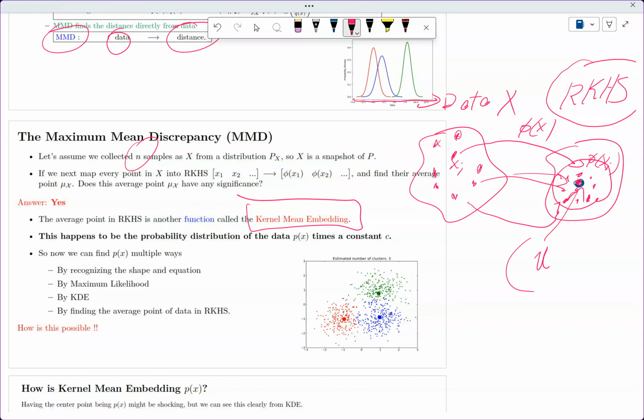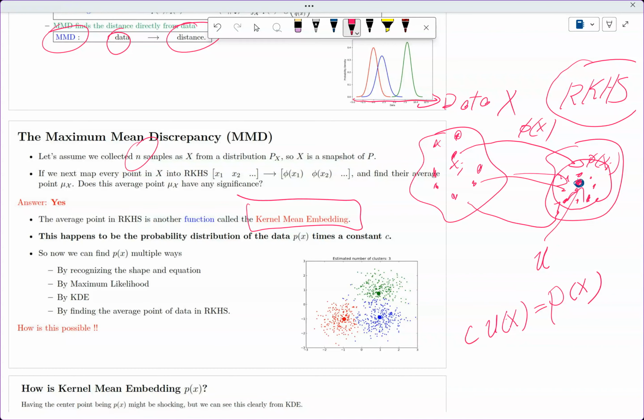And this function happens to be the probability distribution times some kind of constant. So this, times just a number, is equal to the probability distribution. You can think of it that way. It's really a representation, but depending on the kernel, you can just view it as equivalent.